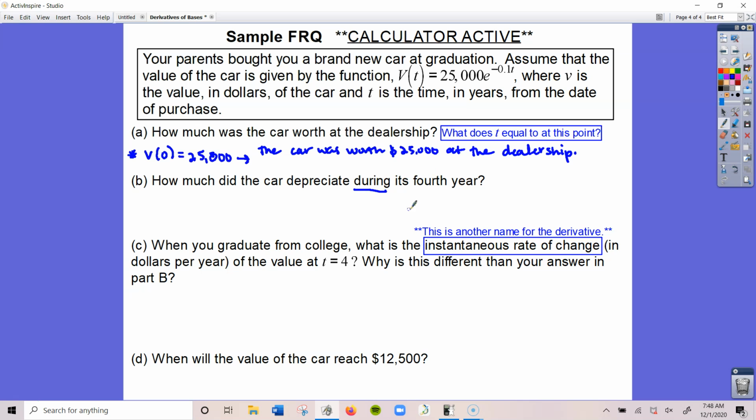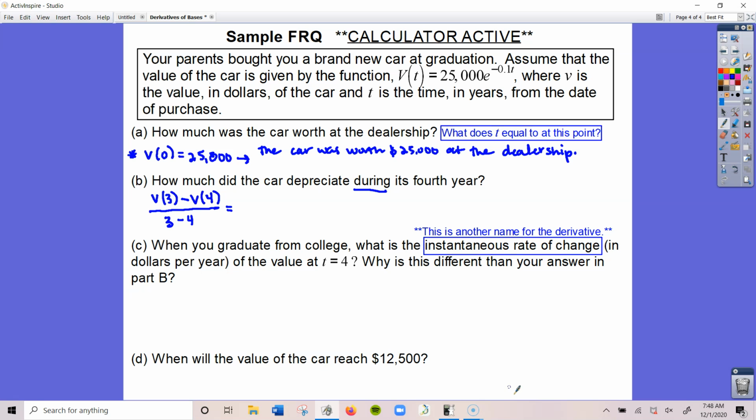So if I'm looking for during the 4th year, that means I need to find v of 3, the value at the beginning of the 4th year, which is the same as the end of the 3rd. I'm going to subtract from v of 4, which is the end of the 4th year. So this is the change in value over the year. And we're going to divide by 3 minus 4, because remember, this is slope, right? y2 minus y1 over x2 minus x1. So now what I need are these two function values.